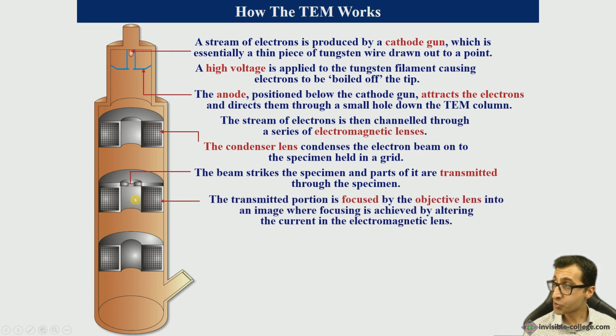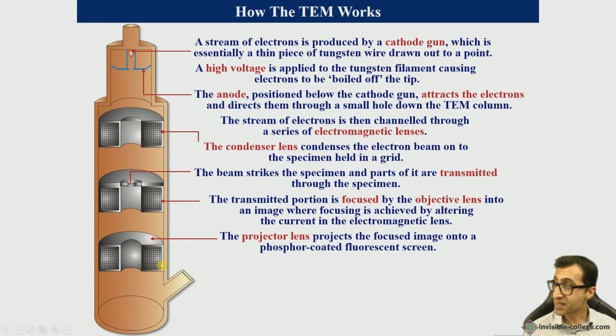Now the transmitted portion is then focused by this electromagnetic lens here, which is called the objective lens. Again, this is analogous to the objective lens found in an optical microscope, in the sense that in both cases the objective lens is responsible for focusing and magnifying the image. So in this case, the part of the electron beam that passes through the specimen is focused by altering the intensity of the electromagnetic field produced by this electromagnet, the objective lens.